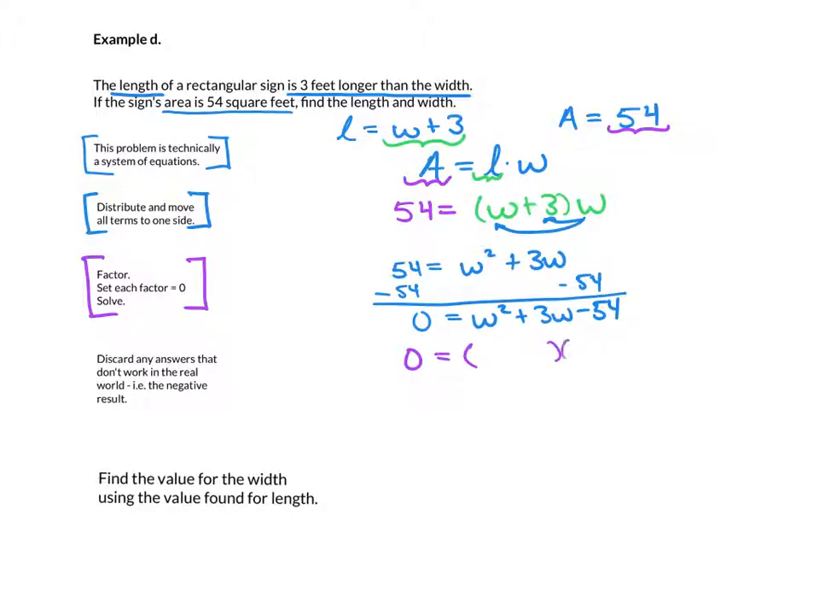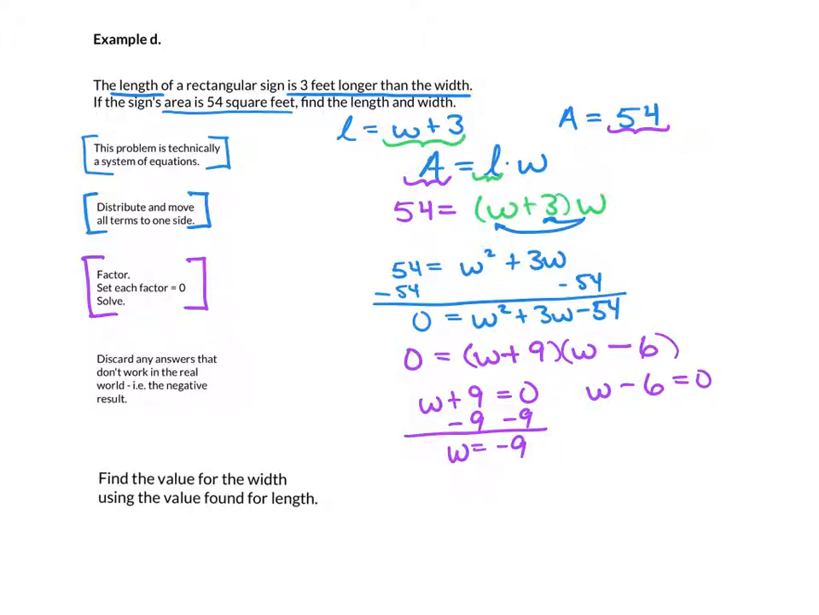We have W and W. Things that multiply to 54 and subtract to 3 are going to be 9 and 6. We want our larger one to be positive, so our smaller one will be negative. We can set each factor equal to 0. On the first one, we'll subtract 9. We get W equals negative 9. On the second one, we can add 6 to both sides. We get W equals 6.